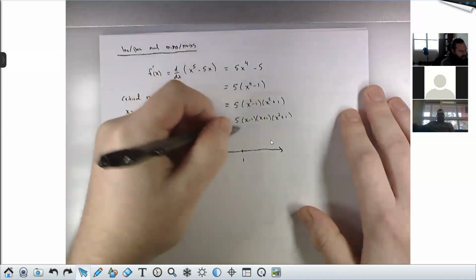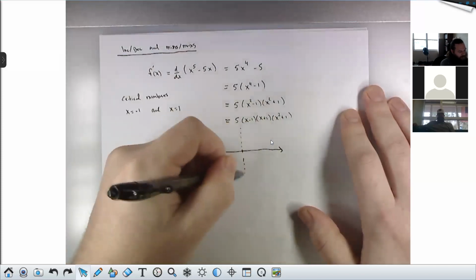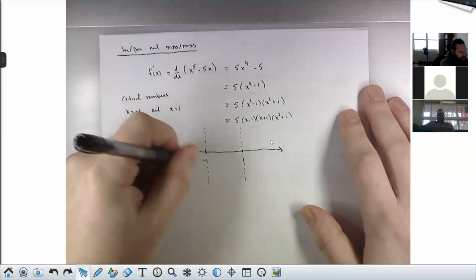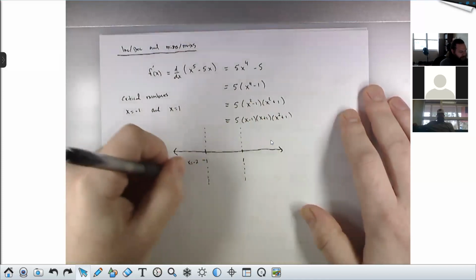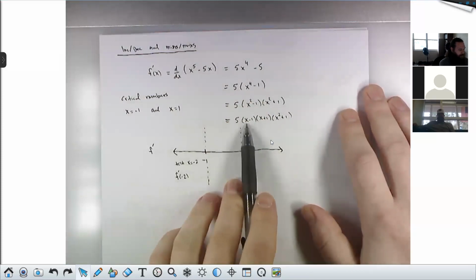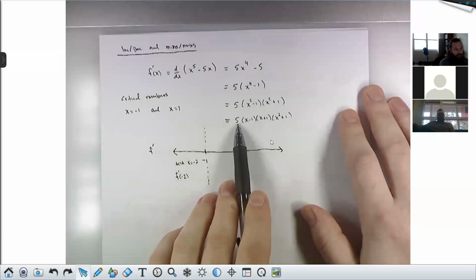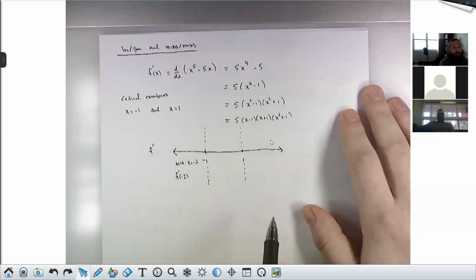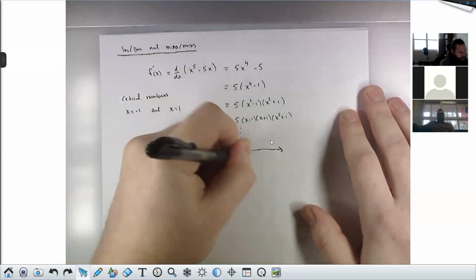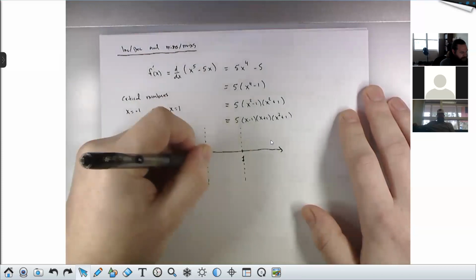And so I'd like to know within each of these regions, is my function increasing or decreasing? And that will help me figure out what's going on at -1 and 1. To the left of -1, we could test x equals -2. f prime of -2, what is that? Well, if I plug -2 in here, this piece is always positive. It's a 5. So the critical numbers here are -1 and +1. And that's what I've marked on my number line, -1 and +1.